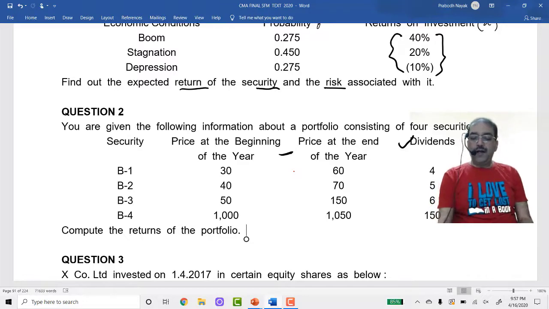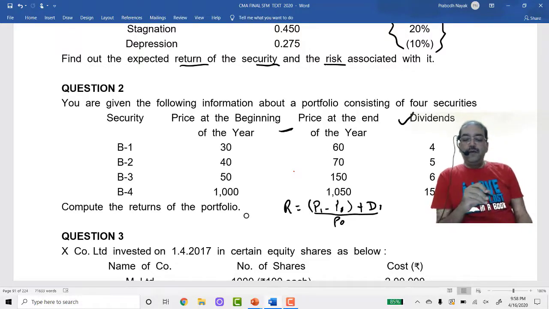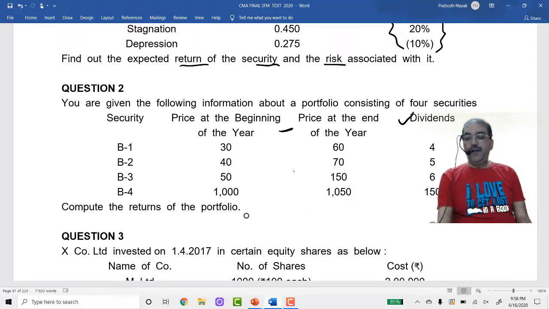So what is the formula here that I'm going to make use of? I'm going to say that returns R is equal to P1 minus P0, that is capital appreciation, plus the dividend, that is D1, divided by original investment P0. This is the formula that I'm going to make use of: P1 minus P0 plus D1 divided by P0. That is the investment at the beginning of the year. Point is clear? Okay.